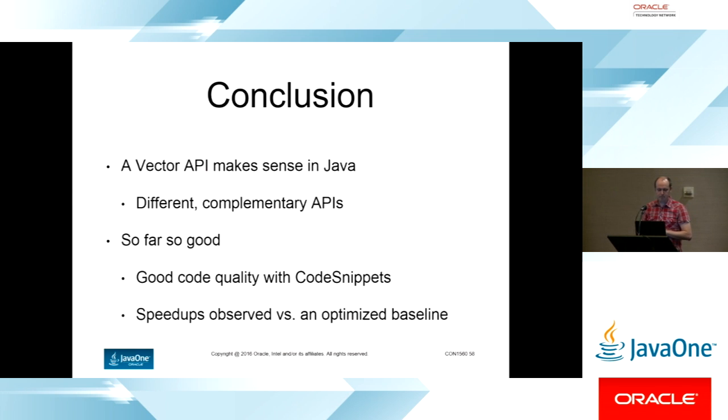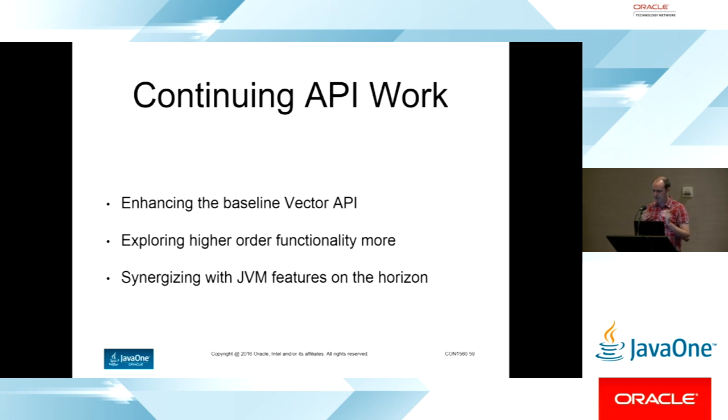So, basically to sum it up, a vector API makes sense in Java. We can come up with different complementary APIs, very much prototypes. But so far, so good. We see decent perf characteristics emerging out of these prototypes with a lot more work to do. But we see some speedups versus the baseline being optimized by the compiler. That's good. It's sort of a nice sanity check, so I think we're headed in the right direction. So continuing work, enhancing the baseline API. As far as the expression language is concerned, we are interested in somehow finding a dovetail between the two where it makes sense to do one or the other attached to vectors.